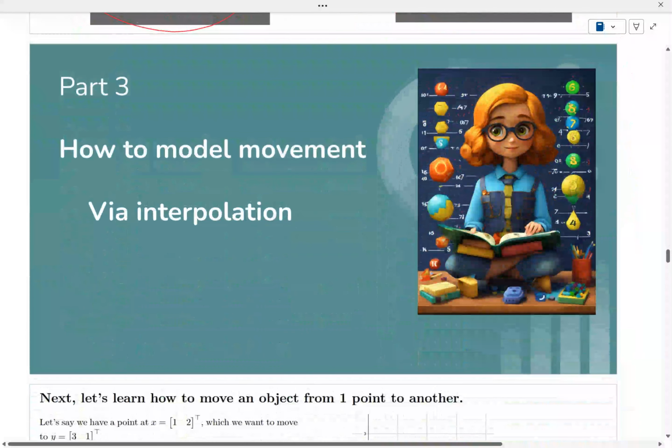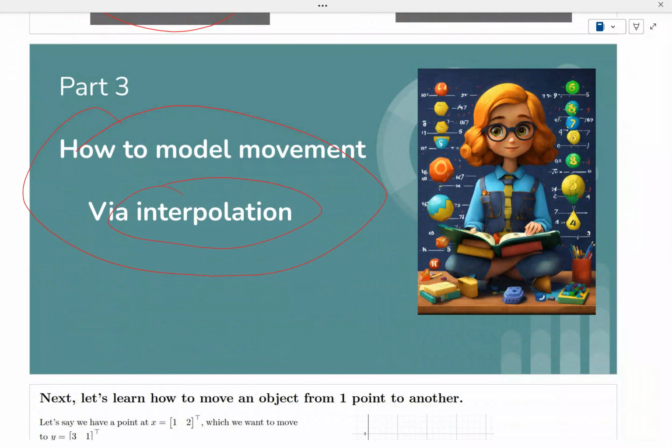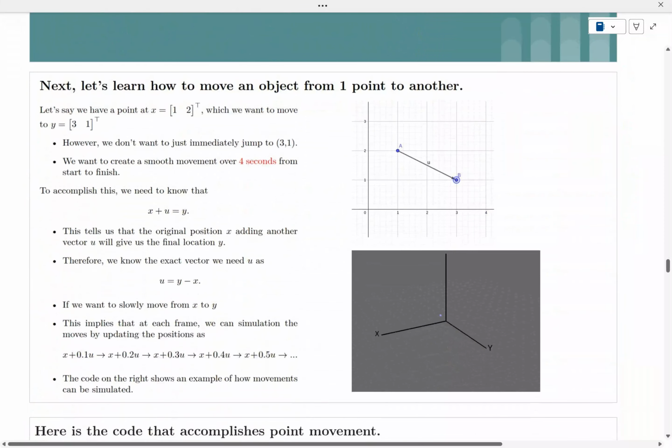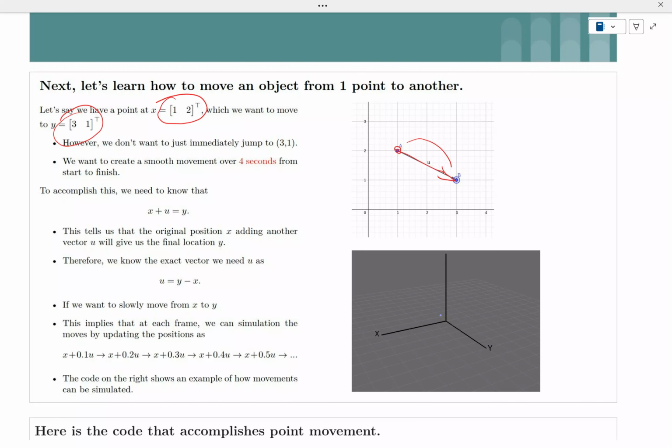All right. Next, how do we model movement? It's called interpolation. Well, what I mean by that is if we have a point in space and we would like to move this point, as if it's moving. The way we can do that is, let's say we have a point at 1, 2, and then we have a point at 3, 1. So we're trying to move here to here.